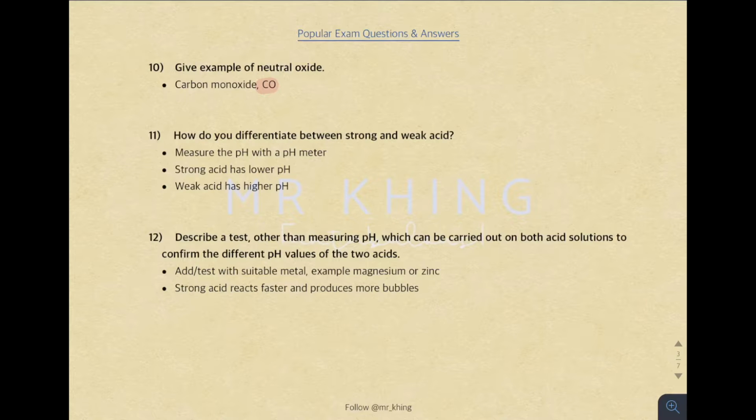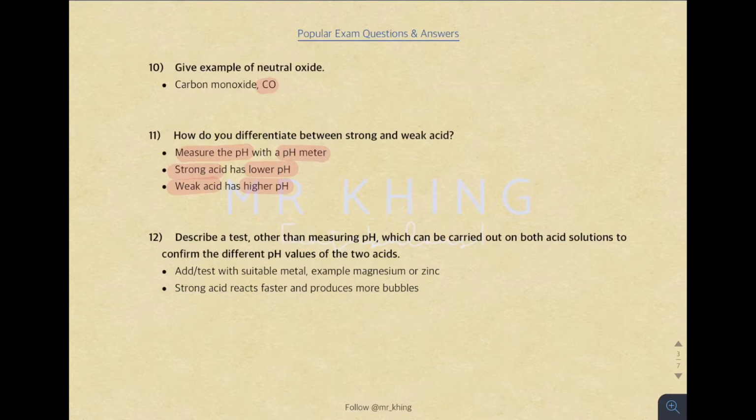So next one, how do you differentiate between strong and weak acid? We can just compare the pH. So measure the pH with a pH meter. Strong acid, lower pH. Weak acid, higher pH. Then describe a test other than measuring the pH, which can be carried out on both acid solutions to confirm the different pH values of both acids. So other than measuring pH, isn't it?